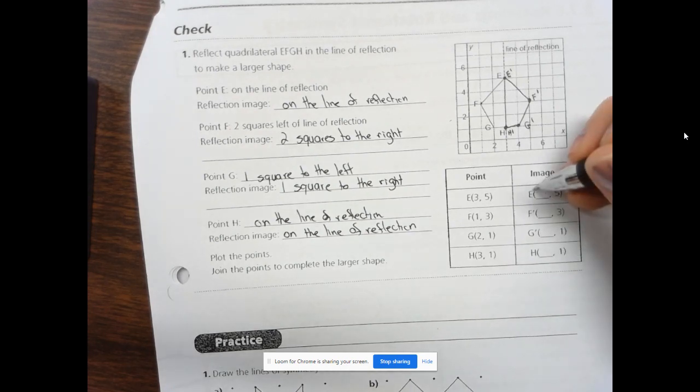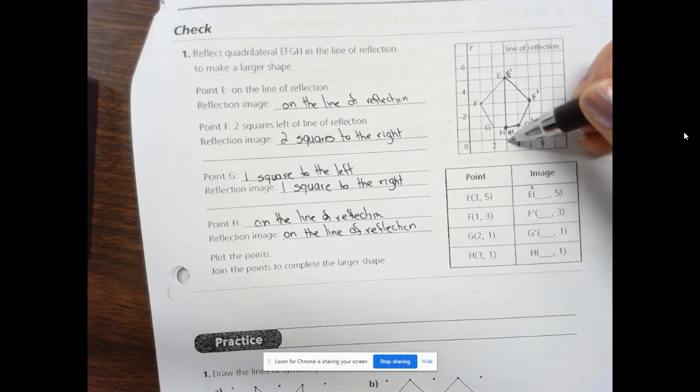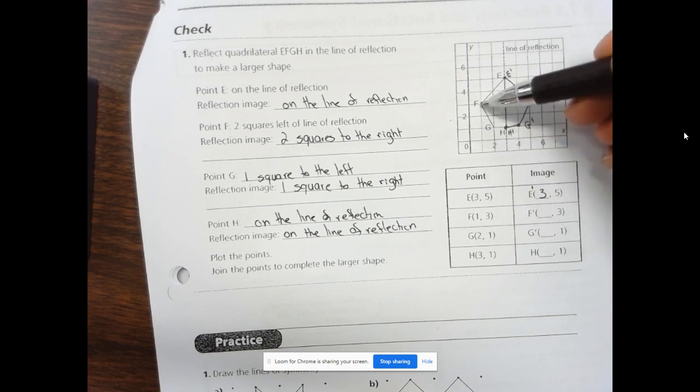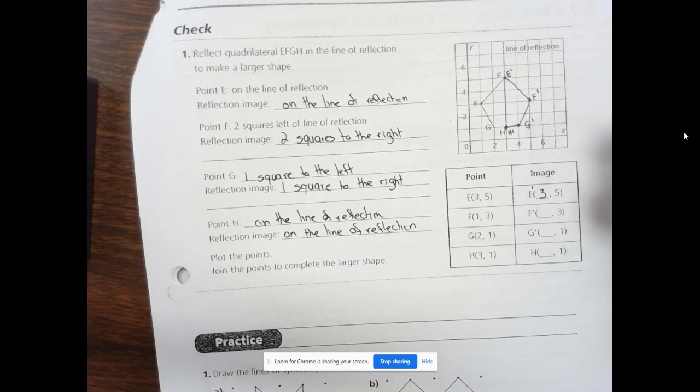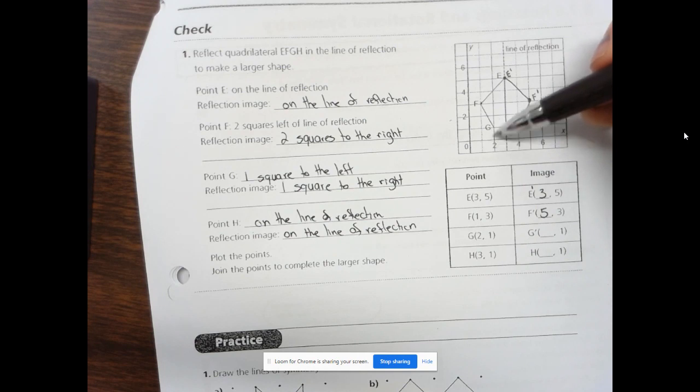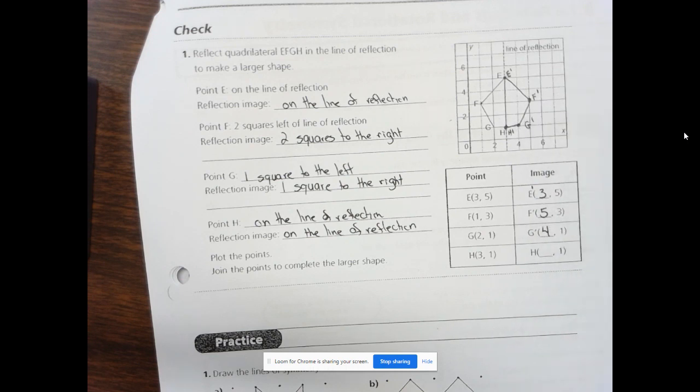So E is at 3, 5, so E1 is also at 3, 5. F was at 1 and 3, and F1 is going to be at 5 and 3. G was actually at 2 and 1, so G1 is going to be at 4 and 1. And H, which was at 3 and 1, is still going to stay at 3 and 1.